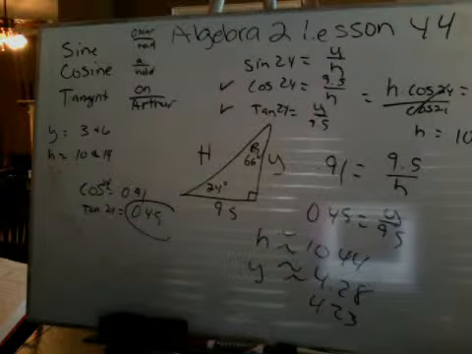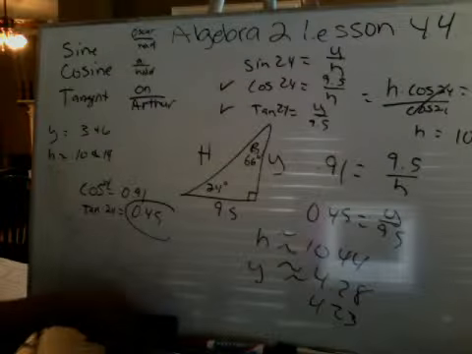Okay, let's look at example 44.2. Find the missing parts of the triangle. All right.